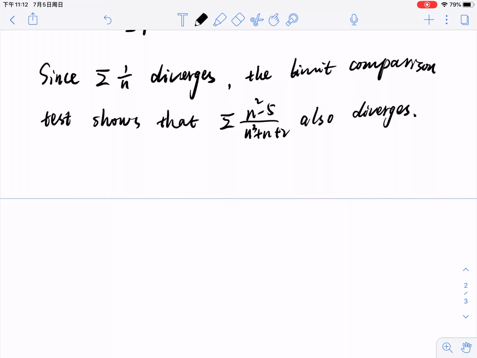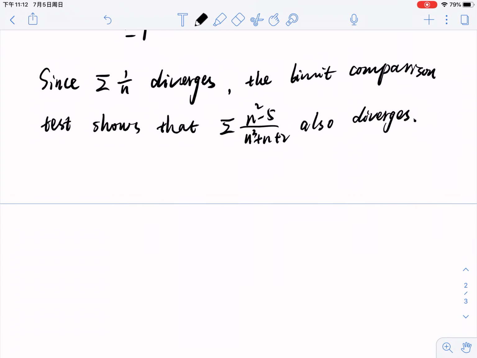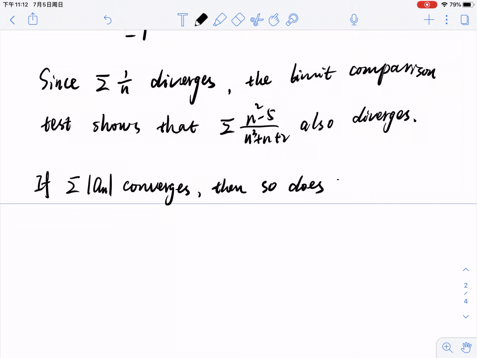So next we look at another theorem. This theorem tells us if the absolute value of this series converges, then so does sigma an.